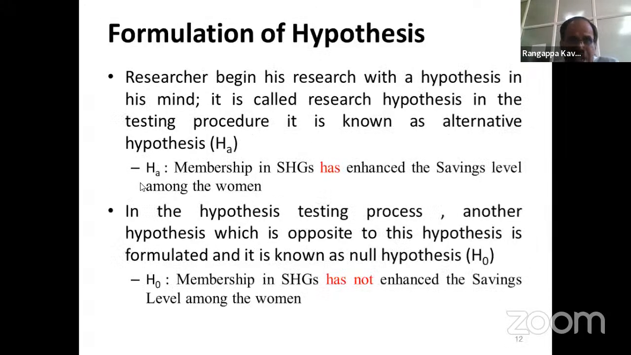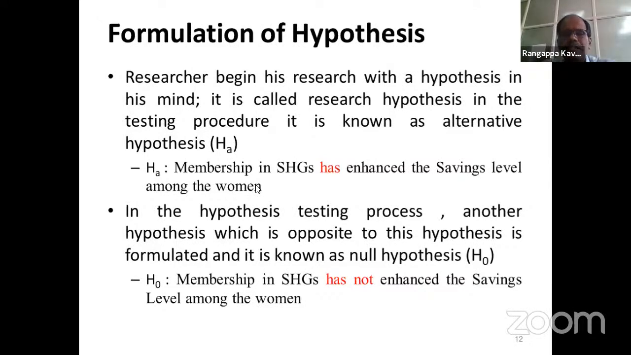And then of course, I have told a lot of things about this already. Even in the earlier slide, I explained a lot of things which are already there in this slide. In fact, research is done with a hypothesis in mind. It is called the research hypothesis, and in the testing procedure it is known as the alternative hypothesis. The membership in SHG has enhanced the saving level among the women. Of course, I said banking habit, but I'm just putting it in a different form. Saving level: earlier the amount that they saved in the bank was less, now it has increased.